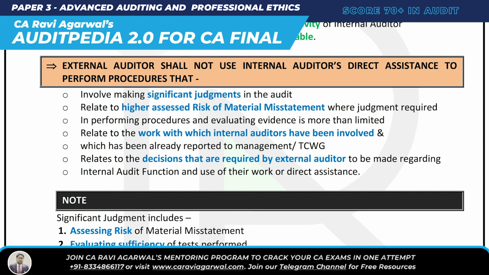So significant judgment is there, I'm not going to use his work. Higher assessed risk of material misstatement, I'm not going to use his work. Work with which the external auditor is himself involved, I'm not going to use his work.